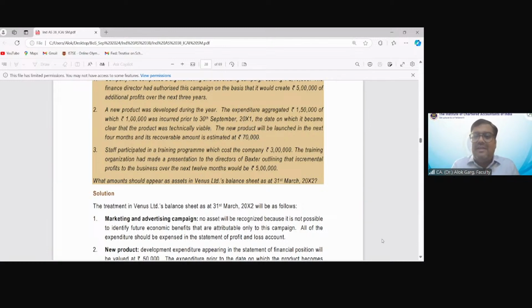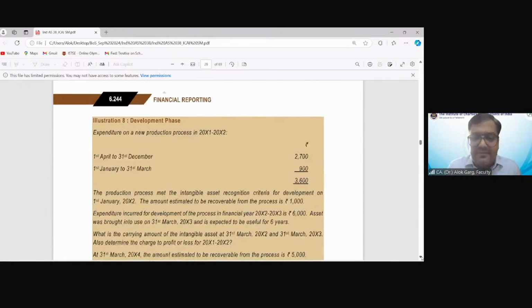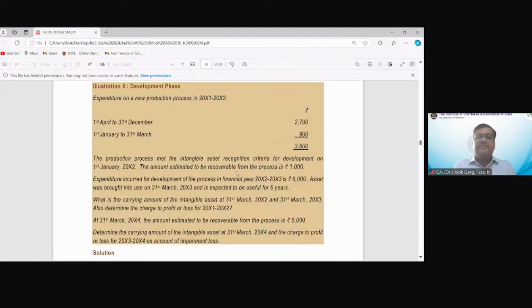So students, we have covered illustration number 7 also. Illustration number 6, illustration number 7, we have covered. Okay. Let's discuss illustration number 8 quickly.